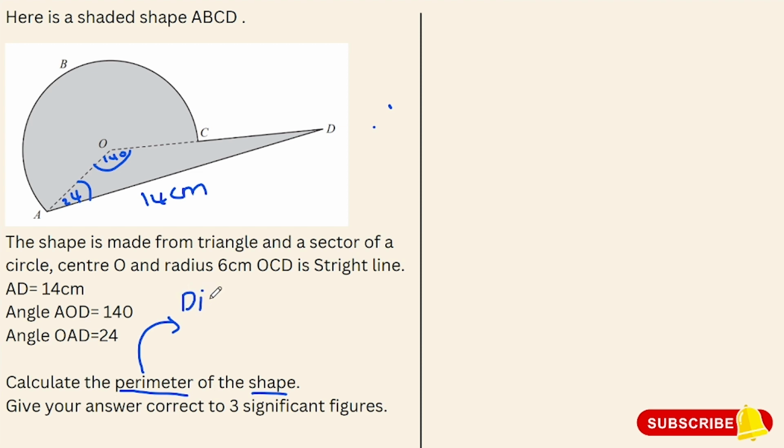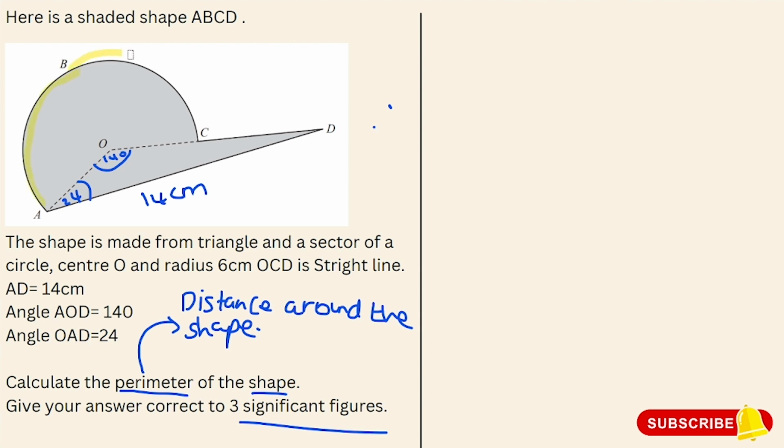So I'm going to quickly make that clear: distance around the shape. Give your answer to 3 significant figures. So the first thing I'm going to do is ask myself, how do I work out the length of this arc length?